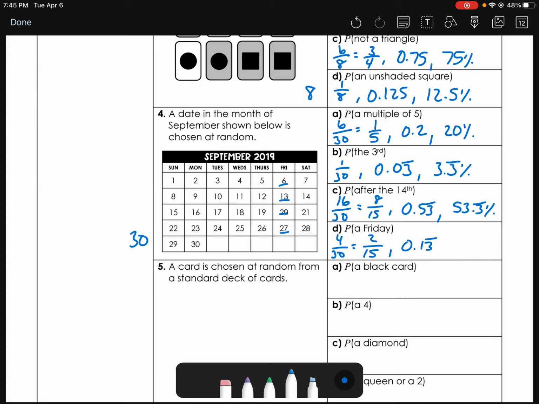0.13 repeating. Moving the decimal place over 2 spots, I get 13.3 repeating percent. And there's that one.